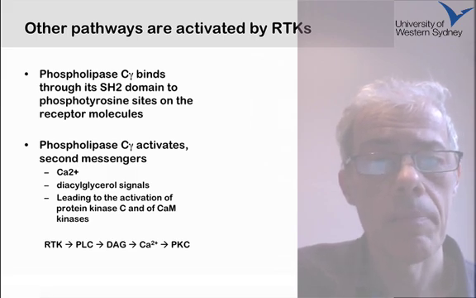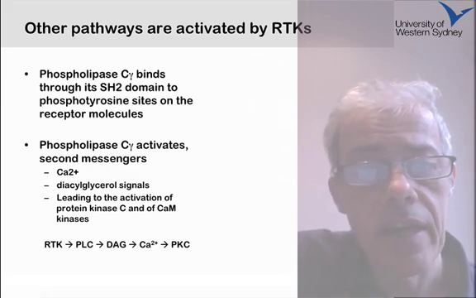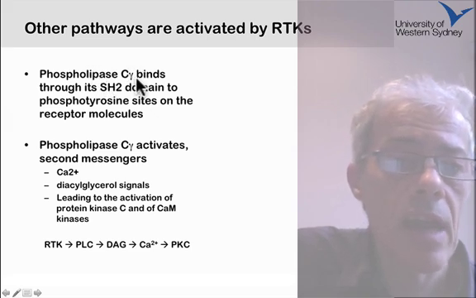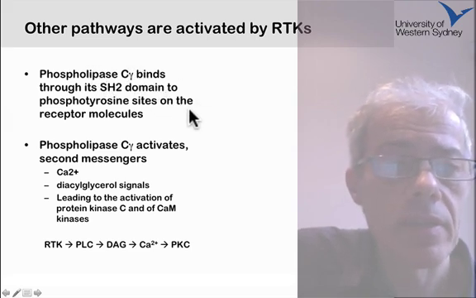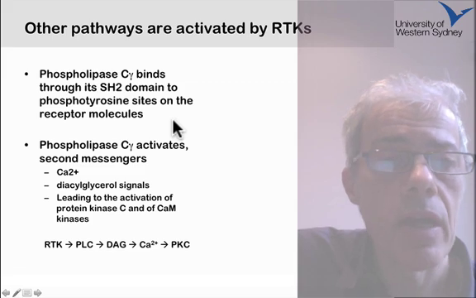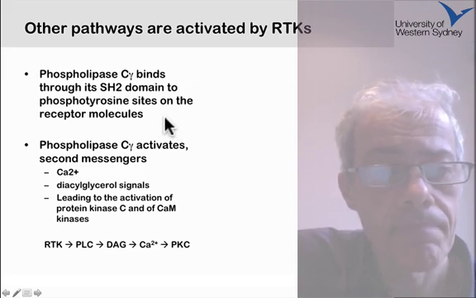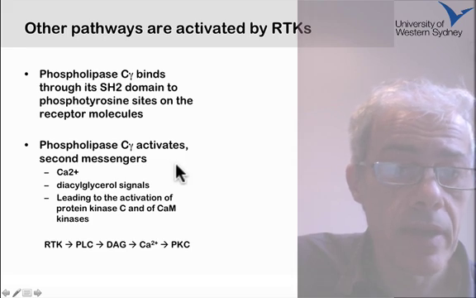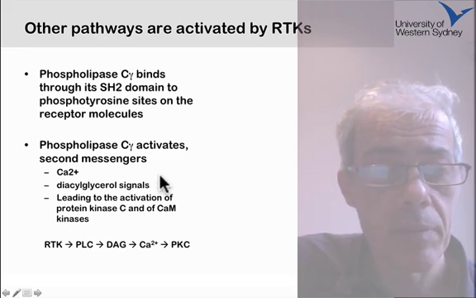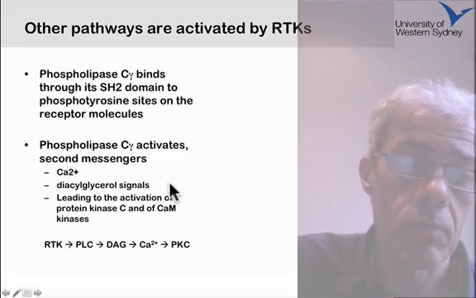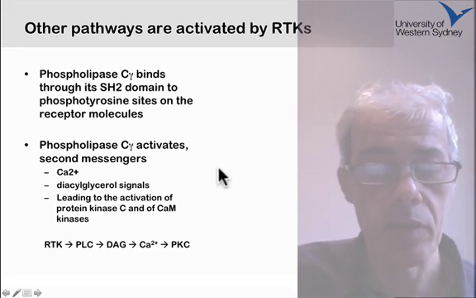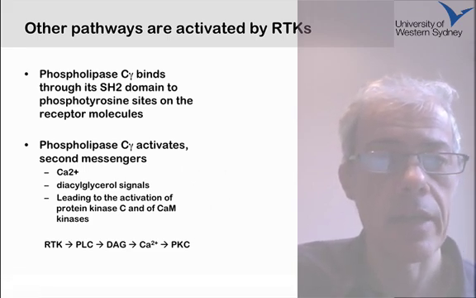Now, there are other proteins that contain SH2 domains as well. An example would be phospholipase C gamma, and phospholipase C gamma can bind directly to a phosphorylated receptor, and then that can activate the lipase to cleave membrane lipids, which leads to another signaling pathway, which we'll discuss in another lecture.